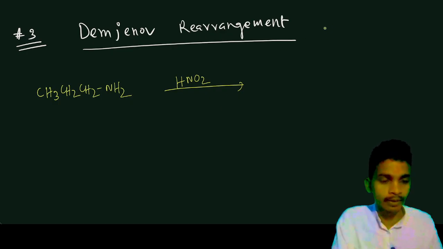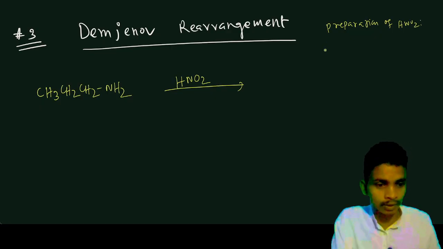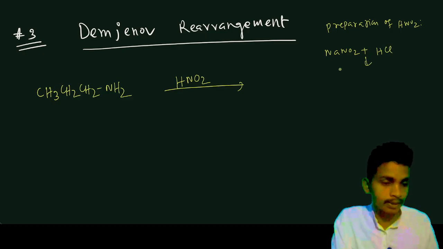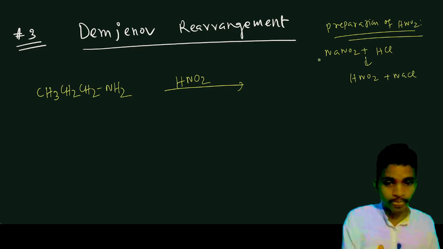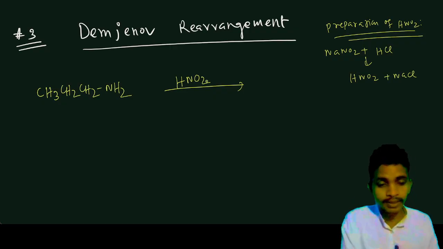Or you can write the preparation of HNO2 as NaNO2 plus HCl, which gives HNO2 plus NaCl. This is very important because you should know that acid is also there. Sometimes instead of HNO2 they may write NaNO2 plus HCl. Then also the products will be the same, because from here only we prepare HNO2. Whenever I write HNO2, acid is also there.